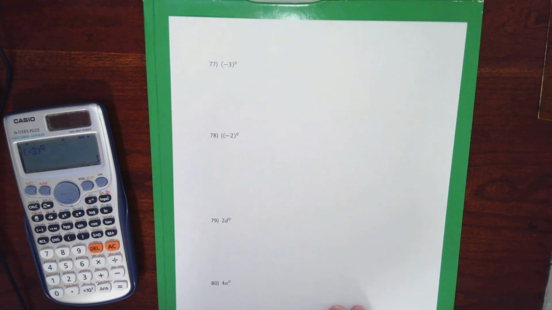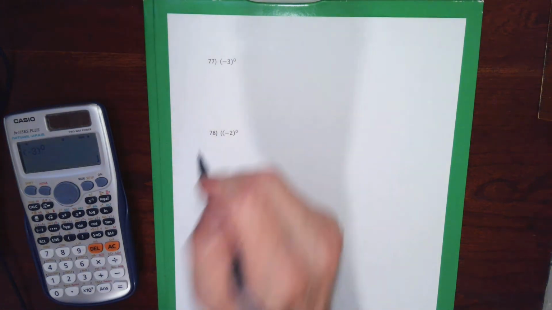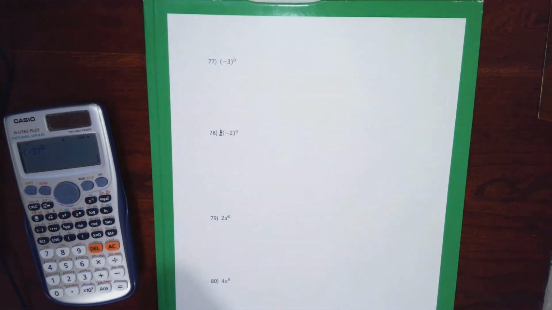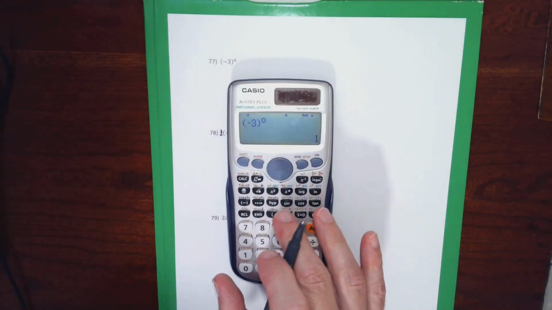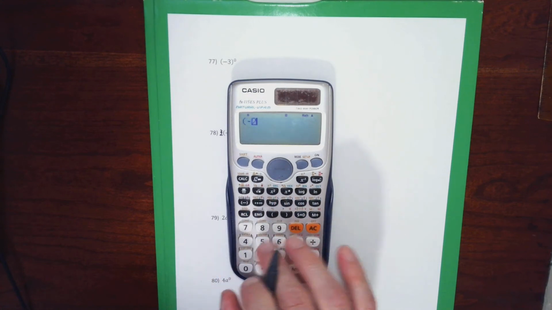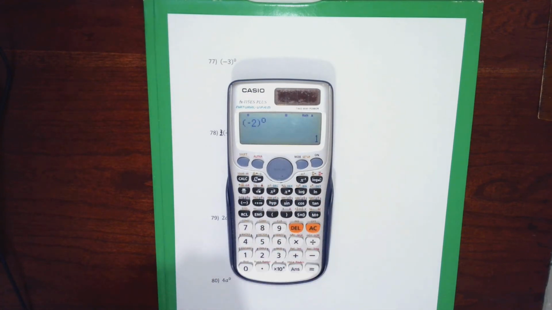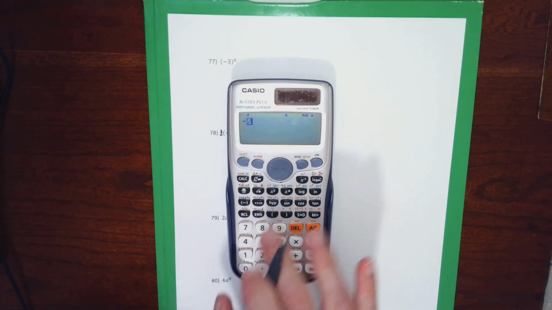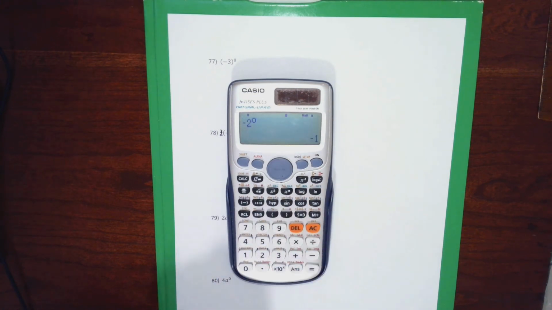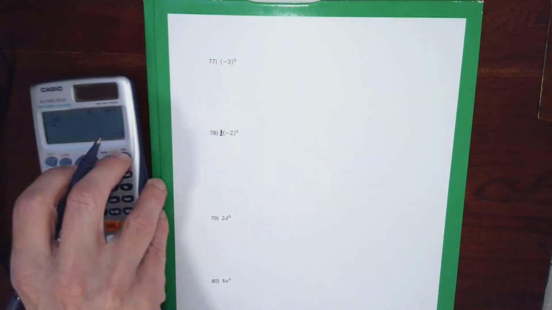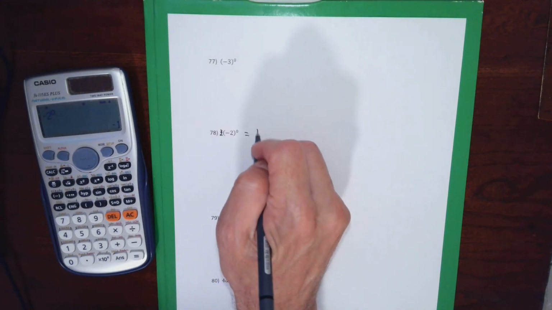78, I've got a stray parentheses that I'm going to need to clean out of there. 78 is just an example of a base to the 0 power. If you have a negative number but it's in a parentheses, then that's going to reduce to 1. So negative 2 to the 0 power with a parentheses is equal to 1. Negative 2 to the 0 power without a parentheses is equal to negative 1. So 78 is just a base to the 0 power, and that's 1.